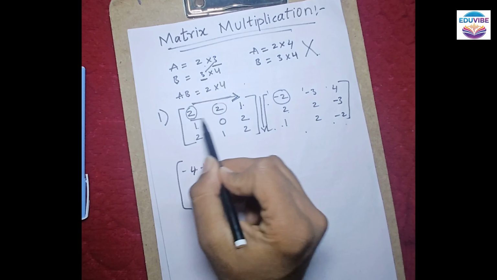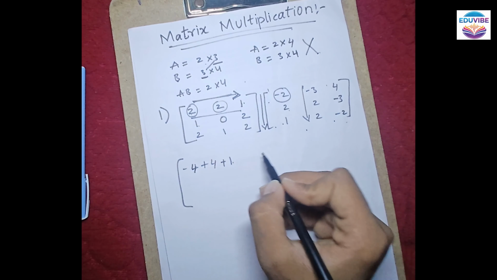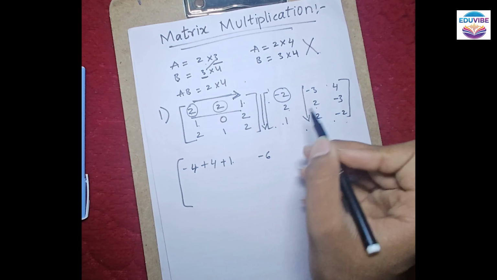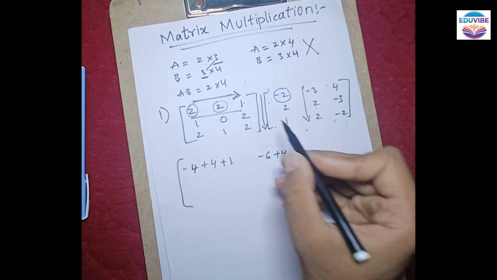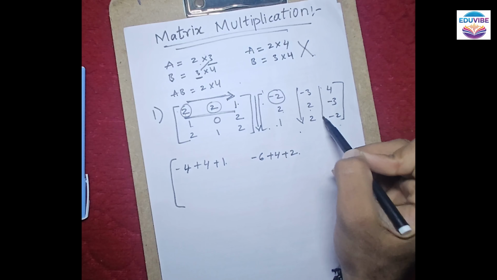And next element, that means this row multiplied with this column. Again 2 into 3, minus 6. 2 into 2, plus 4. We should add the elements, 1 into 2, 2. Again this row into this column.